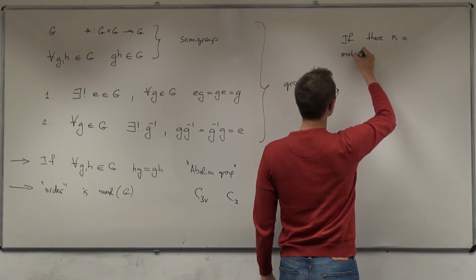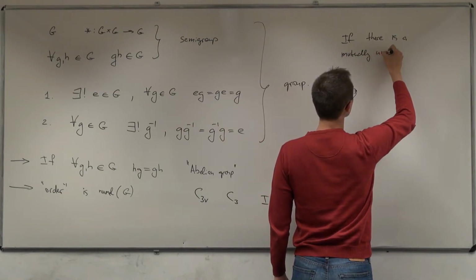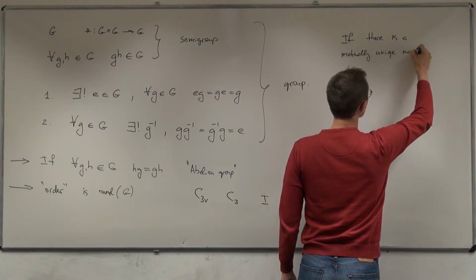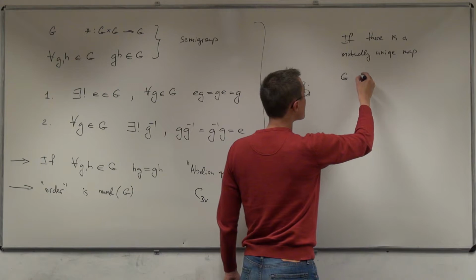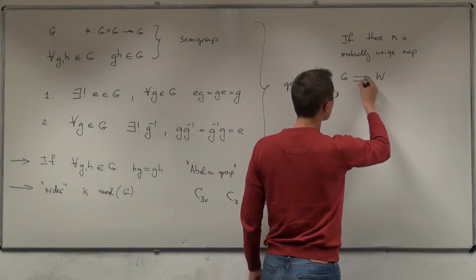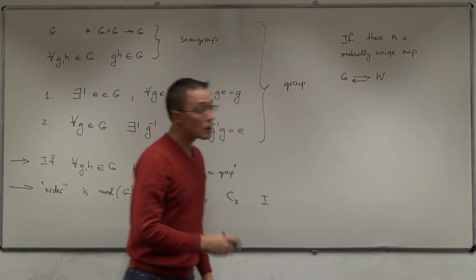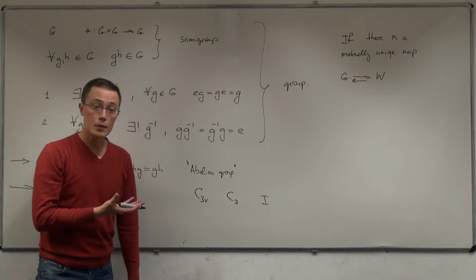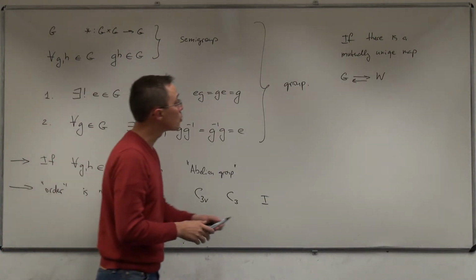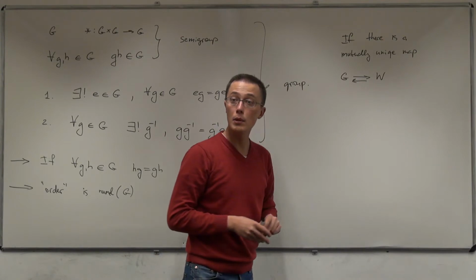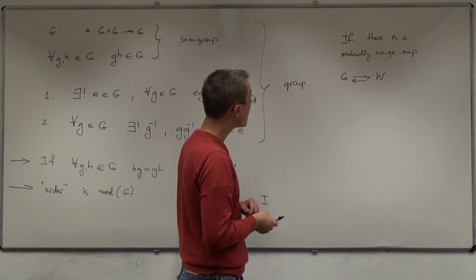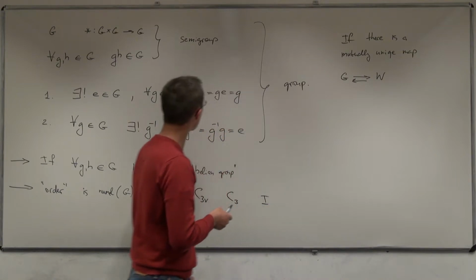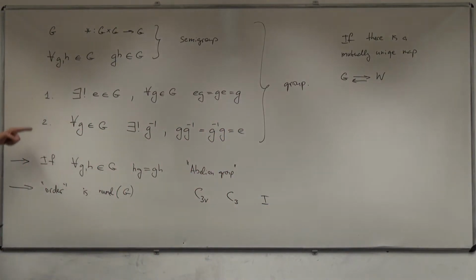Right, so if two groups are related by a mutually unique map, so if there is a mutually unique map from group G to, let's say, group W and back, then the two groups are called isomorphous. And clearly they would have the same number of elements, and all the properties would be retained. In particular, isomorphism has to preserve the product.